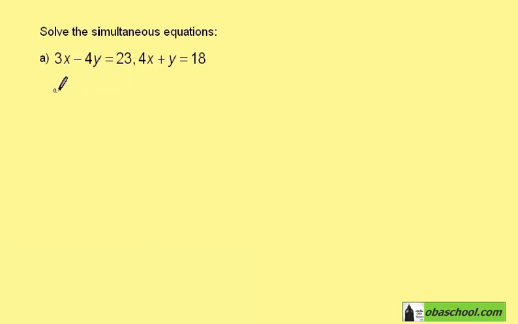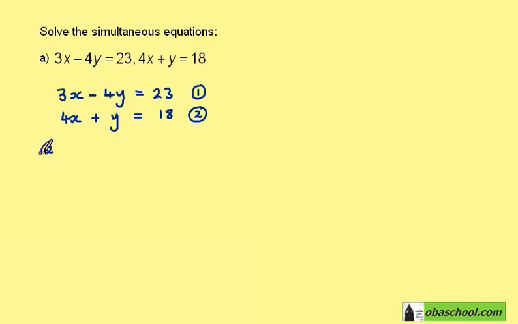We want to solve these simultaneous equations. We have 3x minus 4y is equal to 23, call this 1, and 4x plus y is equal to 18, call this number 2. We don't have the same number of x's or y's.